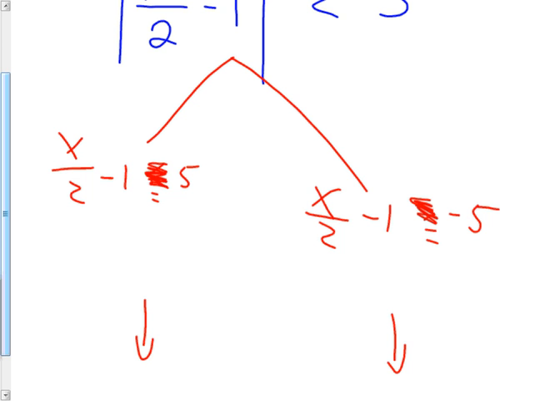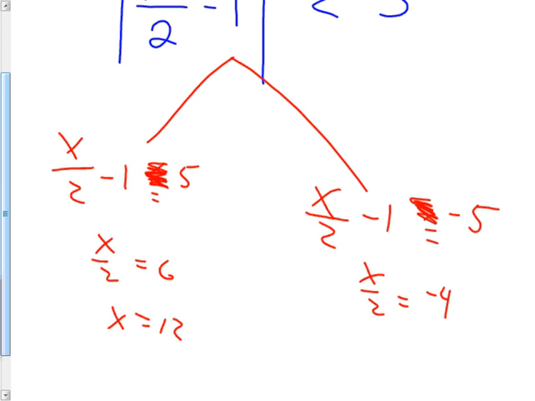I'm going to add 1 to both sides. X over 2 equals 6. And then how do I get rid of the over 2? Times by 2, so x equals 12. And over here, I'm going to add 1 to both sides, and I have x over 2 is equal to negative 4. And then I'm going to times both sides by 2. X equals negative 8. Get my answers there, negative 8 and 12. That's exactly like yesterday. There's nothing new there until now.